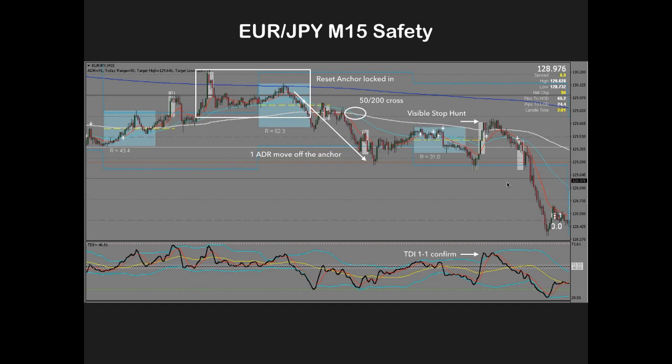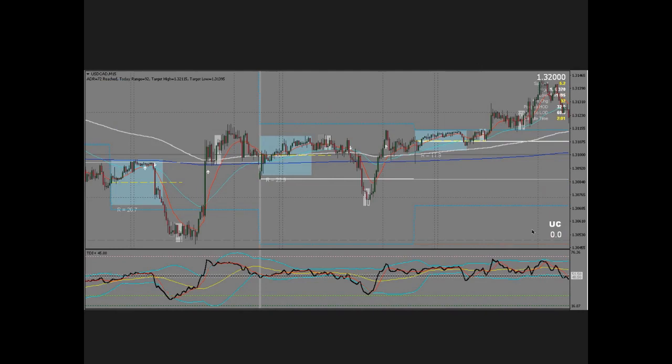So what we're looking for as the safe confirmation is a second leg nameable pattern, which we get: an evening star right here in the shadow box. We get a shift below the 13, and we also get a confirmation on the TDI. Okay, sorry, I'm skipping through this a little bit quickly.